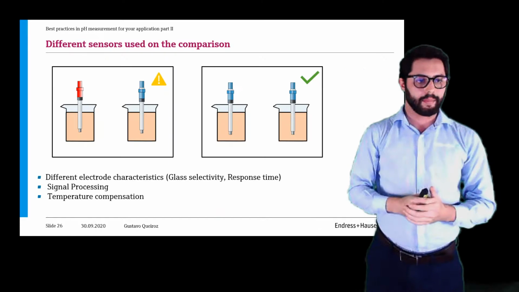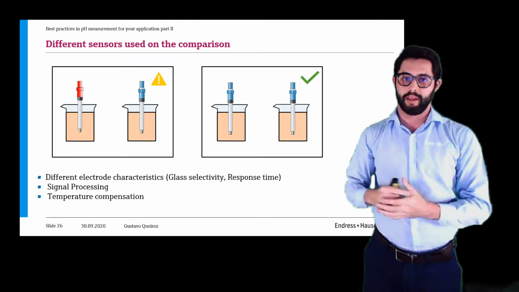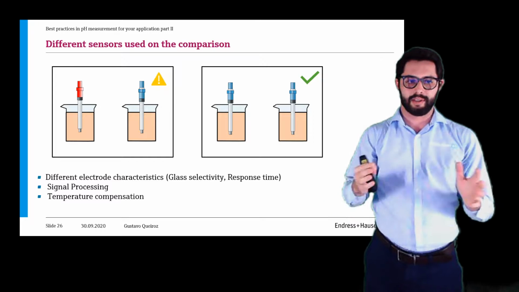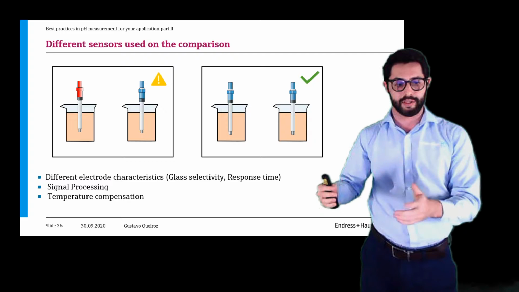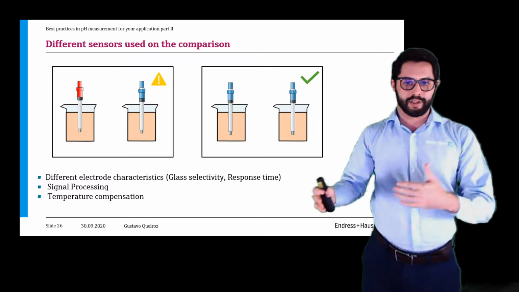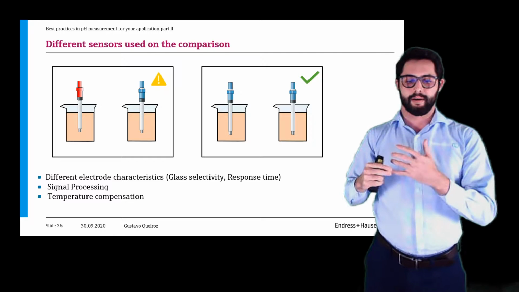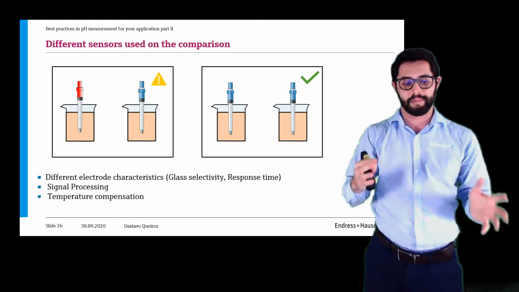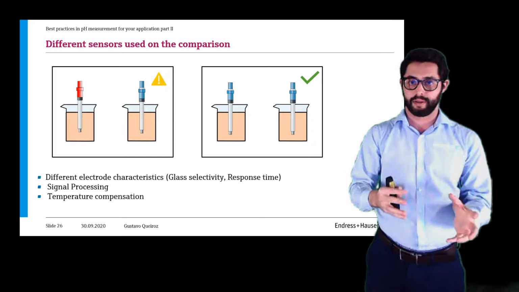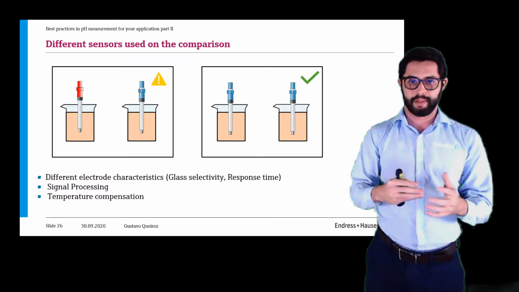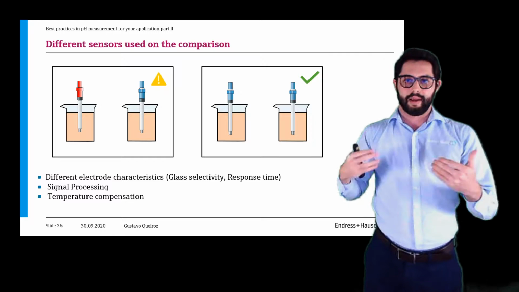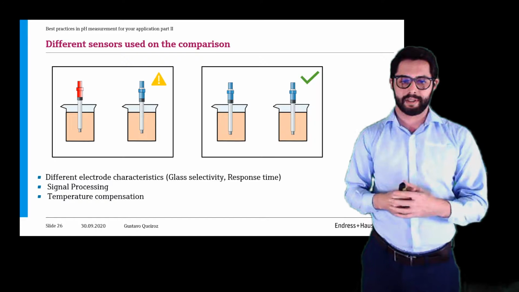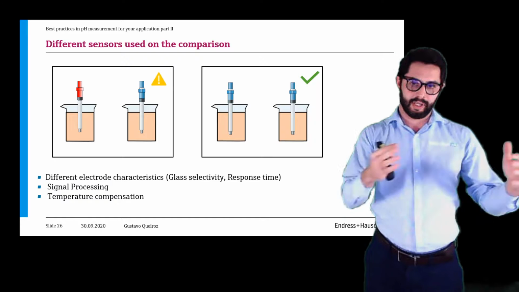Awesome. And then we're coming to the last factor that will also influence the comparison between lab and process, which is different sensors used for these comparisons. So if you're using different technologies or different sensors, you can have a different glass selectivity, you can have different response time, the signal processing may change, even the temperature compensation may not be done the same way. So as a hint from us as a producer, and we receive this feedback very often from our customers, always try to use the same technology in the lab and in the process.